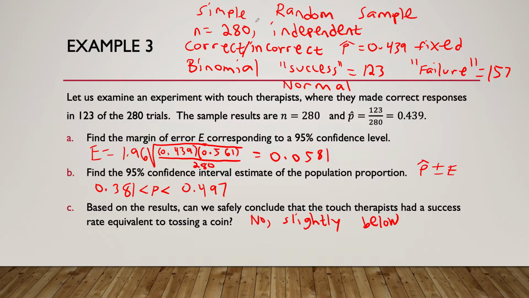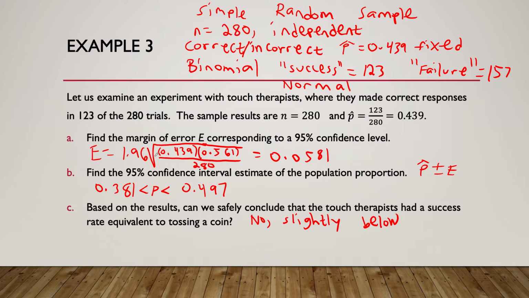We first need to check those assumptions, so we have a simple random sample for this. The n is 280, and those are independent trials. We have 2 potential options of correct versus incorrect, and the probability of being correct on here is 0.439, and it's fixed. So it's a binomial experiment. The number of successes is 123, number of failures is 157, so it's normally distributed.